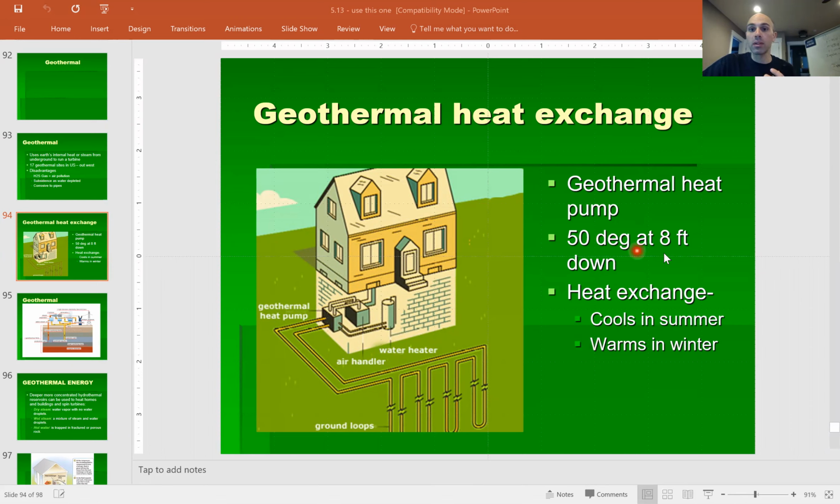Geothermal heat pump, 50 degrees at 8 feet down. Okay, so roughly 50 degrees if you go 8 feet down into the ground. Cools in the summer, warms in the winter. This heat pump is taking this ambient temperature, this consistent temperature, and bringing it into this box right here. And from this box, it can be diverted into a water heater, or it can be diverted into a heating system for a home. So we could use that as a type of a crutch, an aid for our water heater, just like we had.